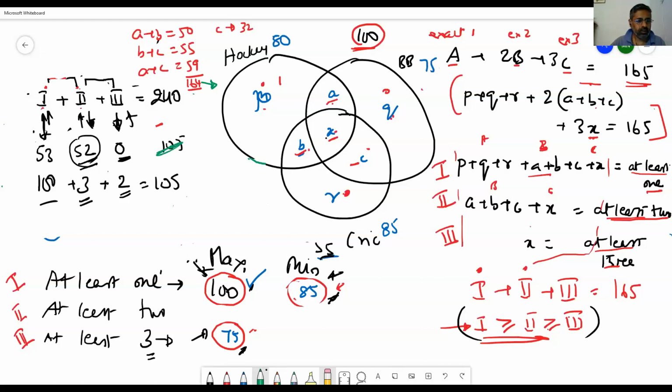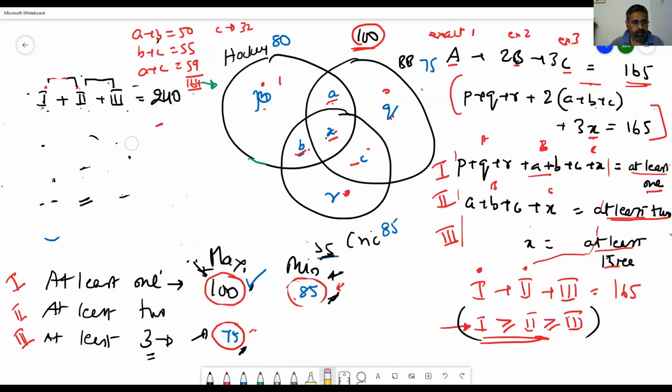Now in this case, how do you go about it? Let's look at how we get this. Now let's move ahead and try to solve this. So we are looking at the minimum value of this, which means you have to maximize this, this, and this.